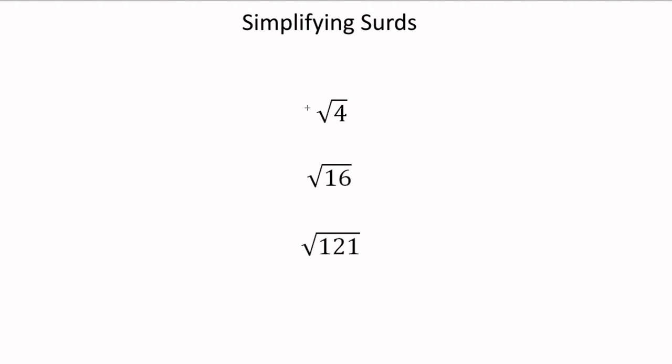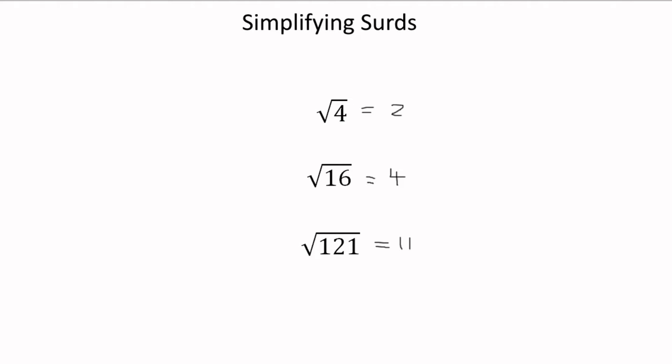For example, the square root of 4 is quite simply 2, because 2 times 2 is 4. It's as simple as that. The square root of 16 is 4, and that's because 4 times 4 is 16. That's quite simple as well. And then the square root of 121 is 11, and that's because 11 times 11 is 121. So we've simplified these very basic surds. These are the elementary, easy ones. These are ones that actually have defined values.